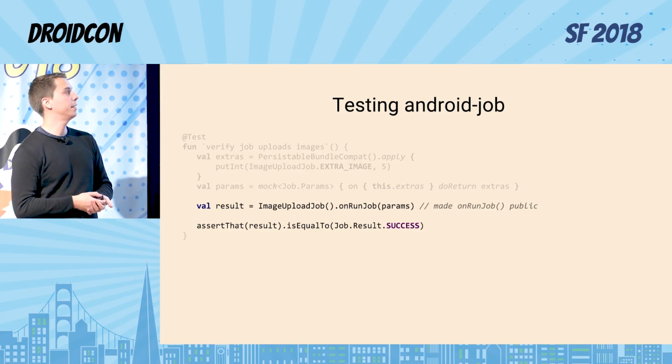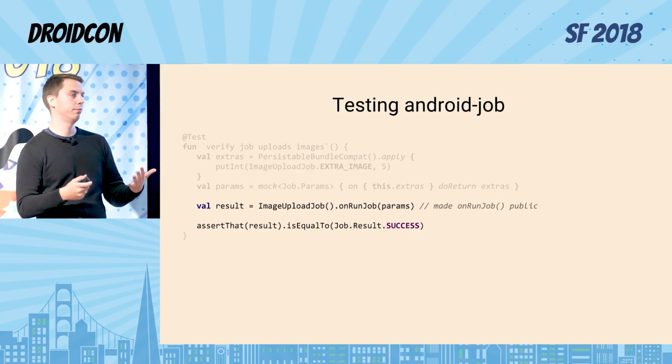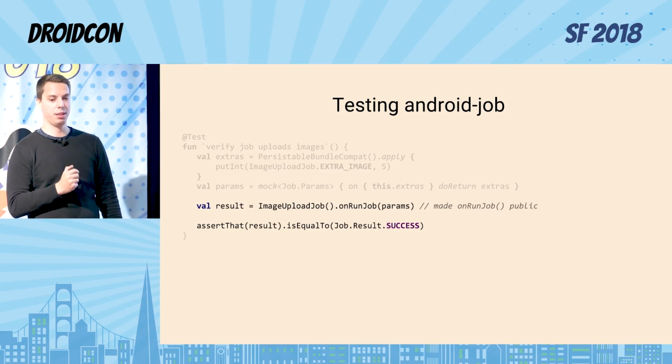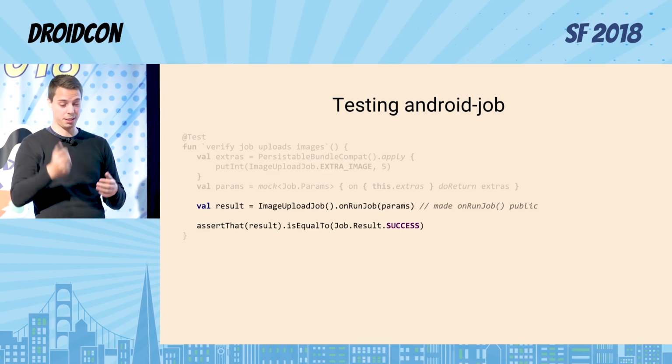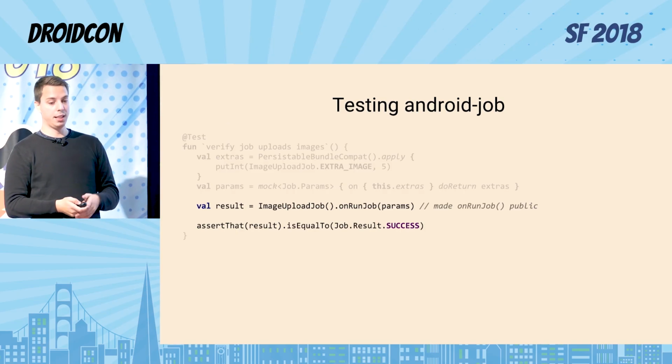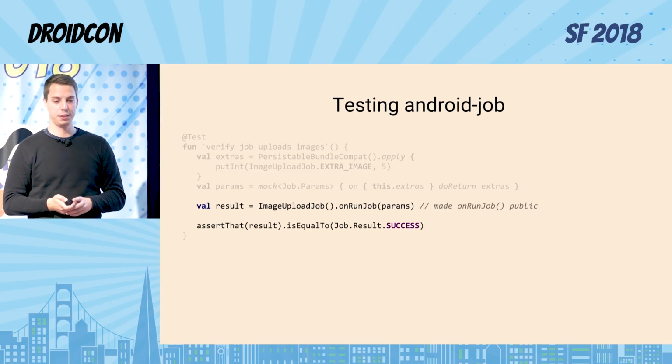And the workaround actually is that I had to make onRunJob public because initially it's only a protected method. But in order to call it from my test, I have to make it public. And then I get the result back and can make assertions.